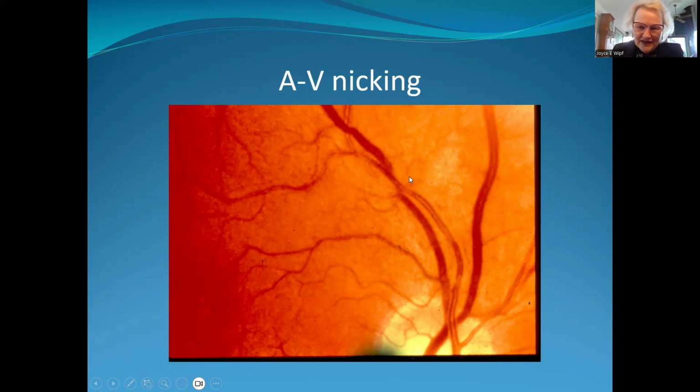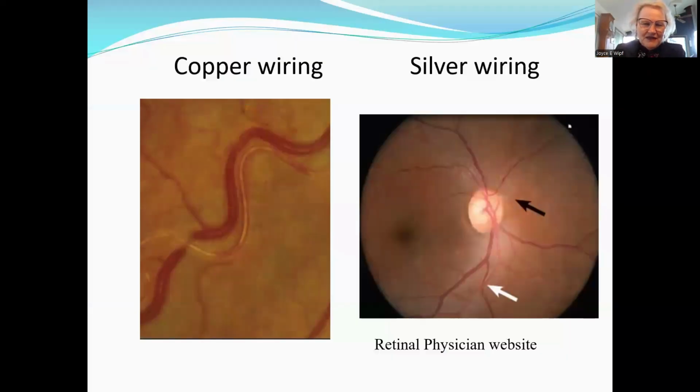As atherosclerotic plaque develops, that arteriole becomes heavier and basically rests on, or looks like it's nicking, the venule. So that's the earliest finding, really. Then as you get more atherosclerotic plaque, the arteriole develops more of a shiny aspect when the light is shined on it. You can see copper wiring here, and then silver wiring is even more severe. A couple of examples from the retinal physician website.